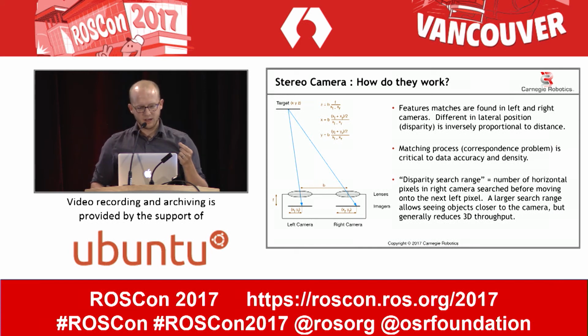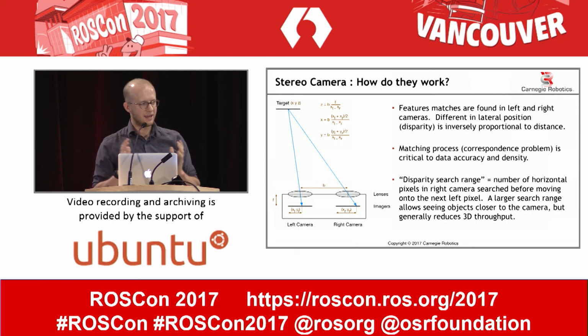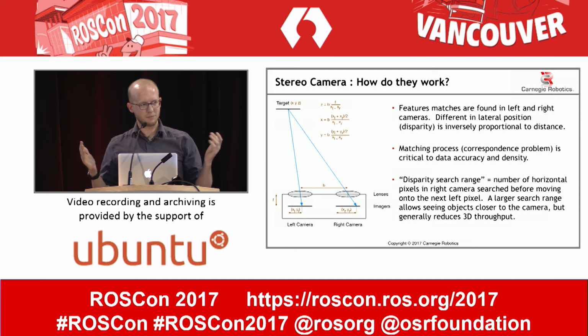One thing that is critical when you're looking at stereo cameras is their disparity search range. This is the number of pixels in the scene that the camera is actually searching before it decides there's no match and I'm going to give up. And the more pixels that you search across in a camera, the closer to the camera that you're actually able to observe 3D objects. So things that are closer than that minimum range are generally invisible to the camera.